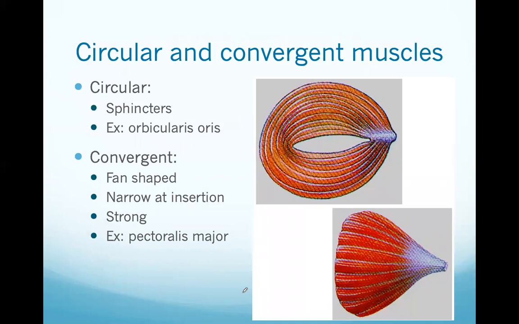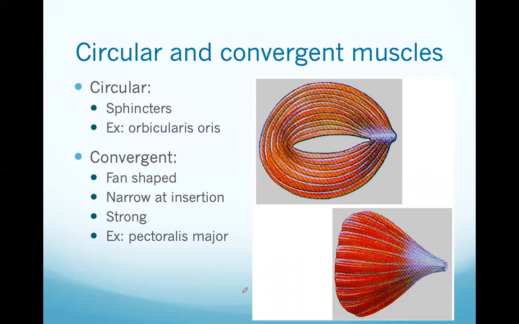Circular muscles are pretty self-explanatory. These have a circular pattern to them, and the muscles identified as circular are sphincters. A couple of examples of that, even though I only wrote one of them, are the orbicularis oris, which is a circular muscle around your mouth. You have a similar type of muscle around your eye called the orbicularis oculi.